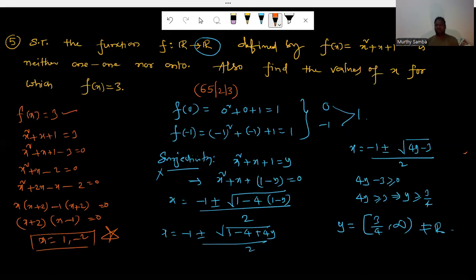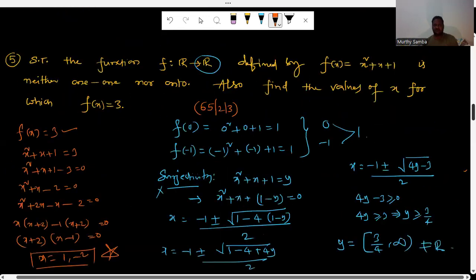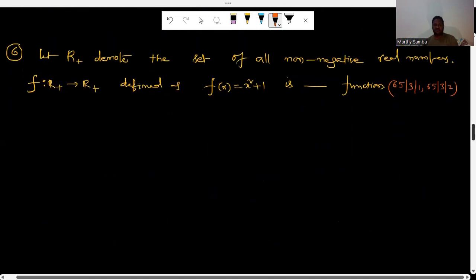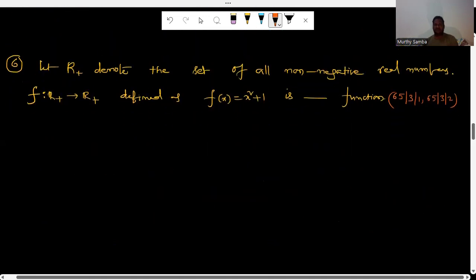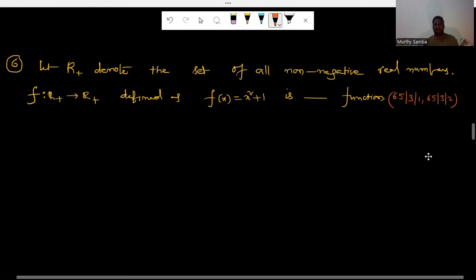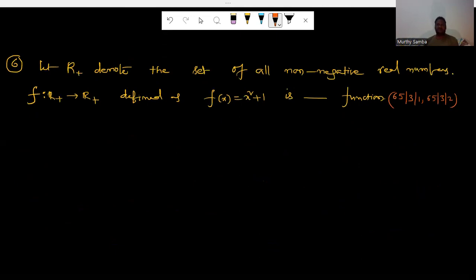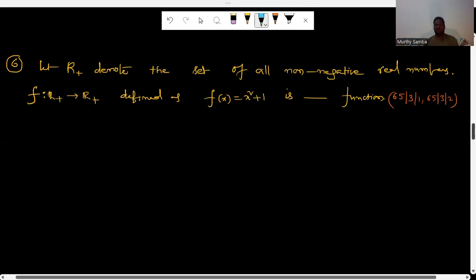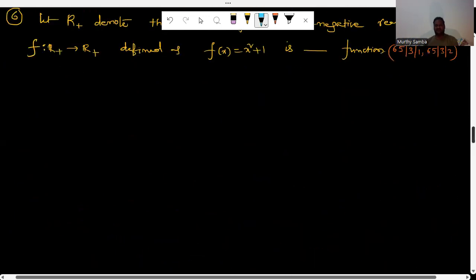So, coming to the next one. So, what is the next problem? See, that is the fifth one, and moving on to the sixth problem. See, in this problem 6, what is the information given? Let R plus denote the set of all non-negative real numbers, R plus to R plus, and f of x is equal to x square plus 1 is a dash function. Dash function means what? Again, you will have to check whether it is a one-to-one function or onto function or not.